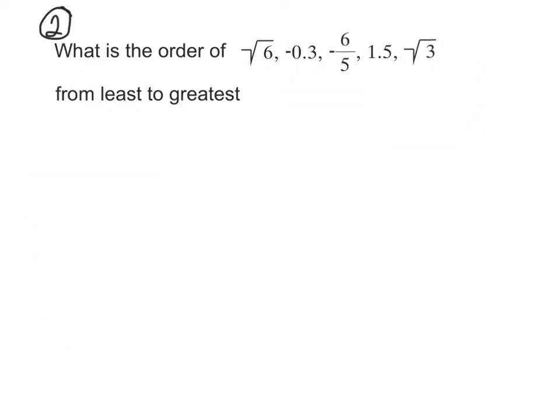All right, next one. What is the order of square root of 6, negative 3/10, negative 6/5, 1.5, and square root of 3? And they want it from least to greatest. The easiest way to do this is to make all your numbers decimals. So we're going to take the square root of 6. I'm going to go out about 3 decimal places just to make sure I don't have to go back and redo anything. And I get 2.449.